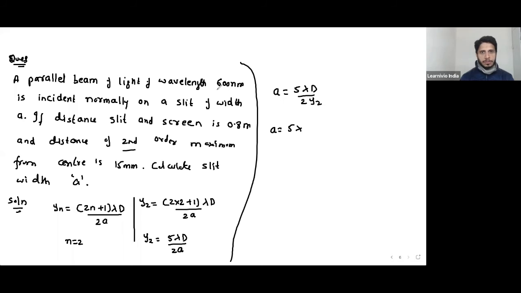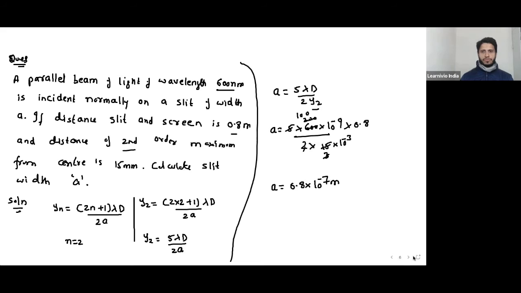So it's 5 into lambda, which is 600 into 10 raised to the power minus 9. Nano is minus 9. Divided by 2 into y2, and multiplied by capital D, which is 0.8. Y2 is 15 into 10 raised to the power minus 3. So if I cancel 5 and 3, it's 200, and I cancel it with this, so this is 100. So your a comes out to be 0.8 into 10 raised to the power minus 7 meter.